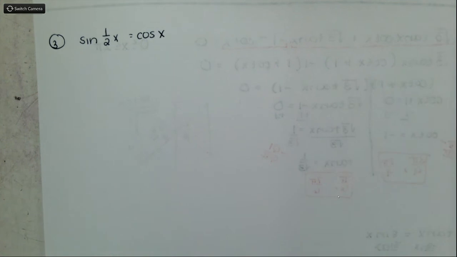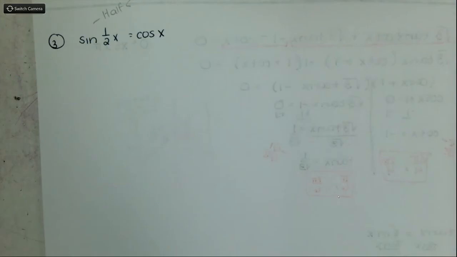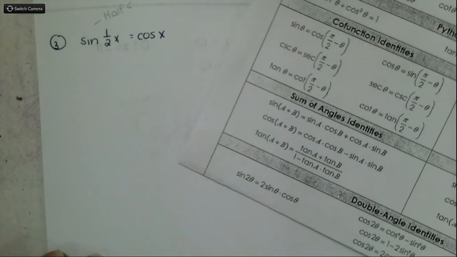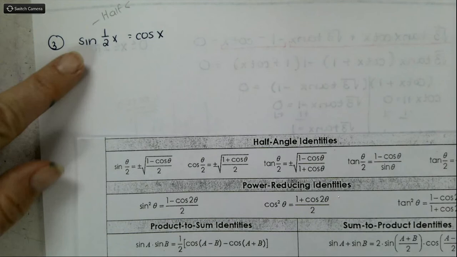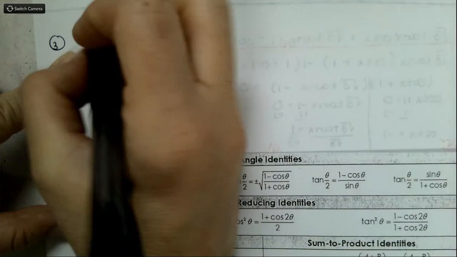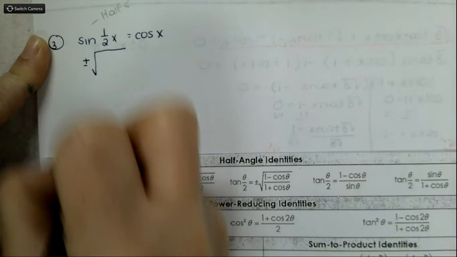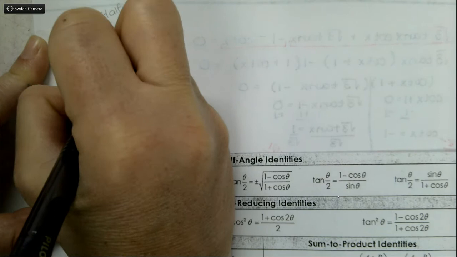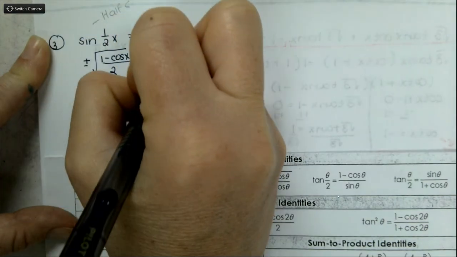All right, so you should be like, oh my goodness, what can I do? But hopefully you recognize this as the half angle identity. So you're going to look at your reference sheet for half angle. There are the half angle identities, and we have the sine one. So on this side, we're going to put plus or minus the square root of 1 minus cosine x all over 2 equals cosine x.